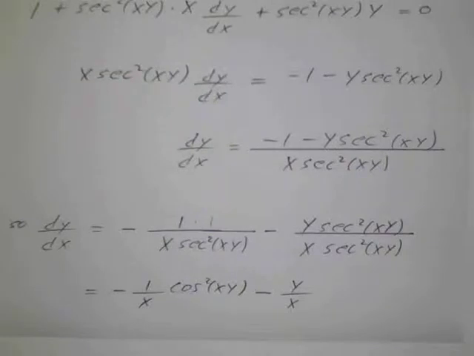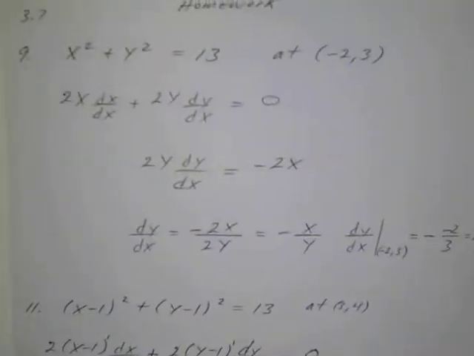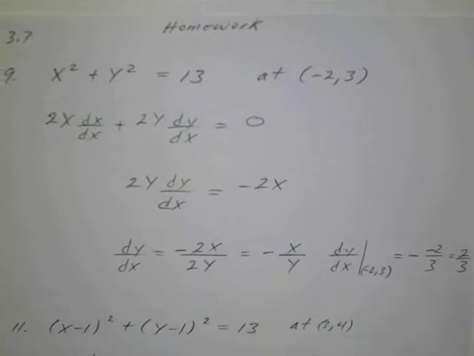So that's all there was to that. Okay. And let's take a look at number 9. So here's number 9. And what we want to do is find the derivative dy/dx, and then also find the value of the slope at the given point. Okay, so find the slope at the given point, and the point was at (-2, 3).